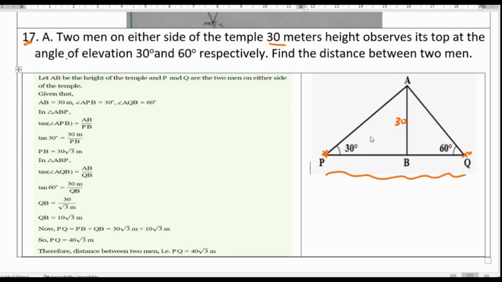Before finding PQ, we have to take two triangles, triangle APB and triangle ABQ. If you find using tan, you will get the PB value, which is 30 root 3. PB is 30 root 3. And if you take triangle ABQ, we will get QB as 10 root 3, students. To find the distance between the two men, we have to add 30 root 3 plus 10 root 3, which is 40 root 3. So the distance between the two men on either side of the temple is 40 root 3 meters.